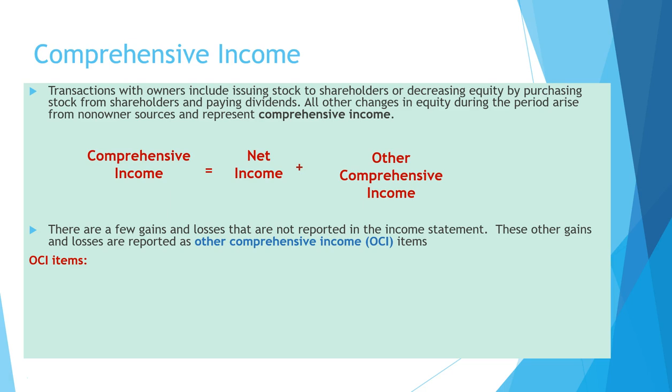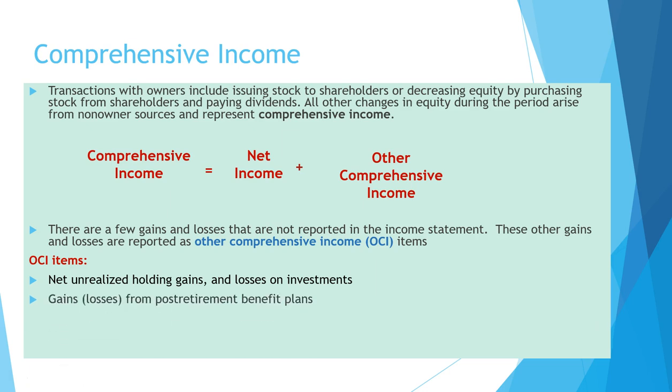Okay, there are a few gains or losses that are not reported in the income statement. These other gains and losses are reported as part of other comprehensive income. Net unrealized holding gains and losses on available for sale investments. It's not short term, just available for sale. Gains or losses from post-retirement benefit plans. Deferred gains from derivatives and foreign currency translation adjustments.